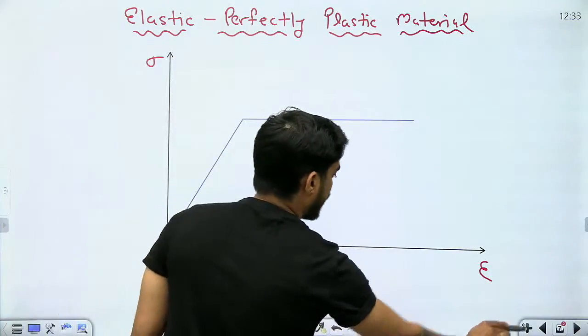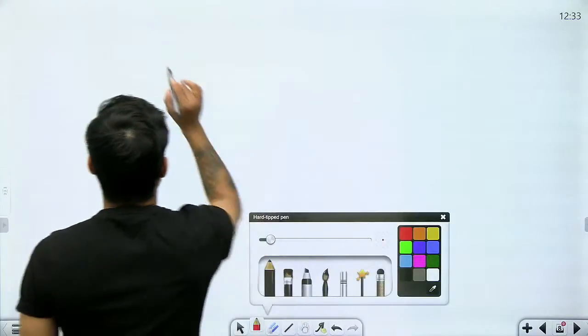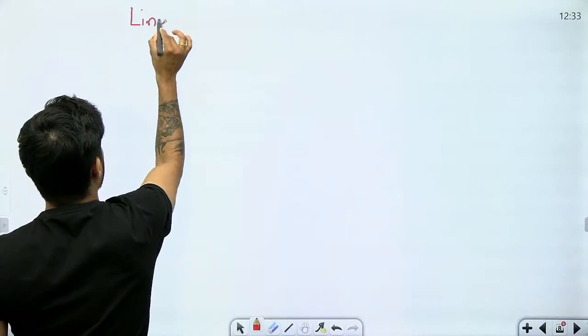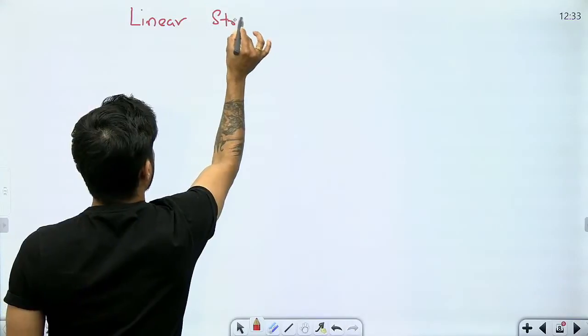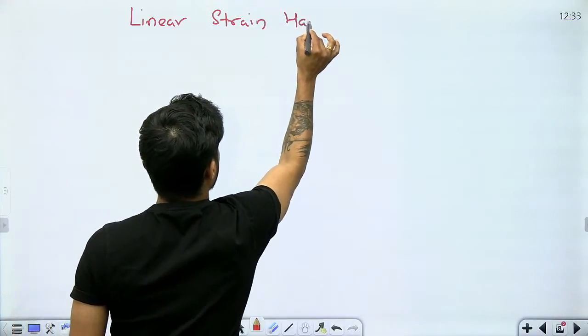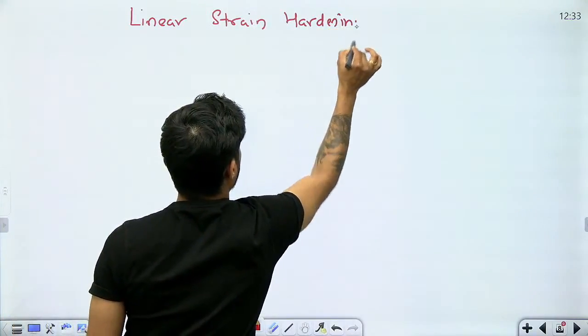Okay. Next is linear strain hardening material.